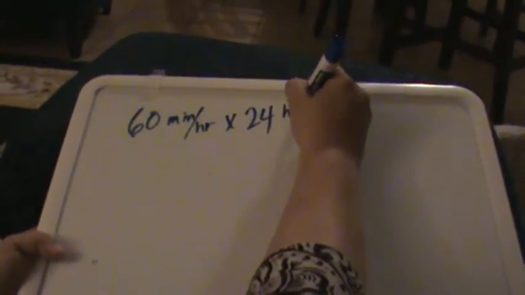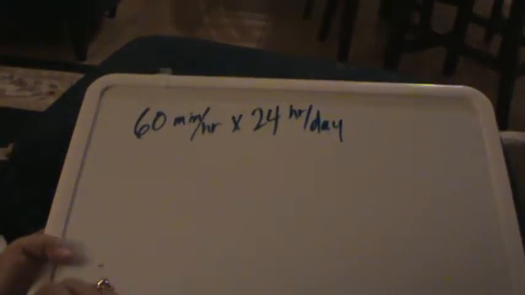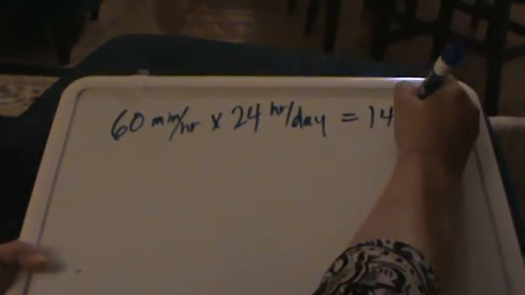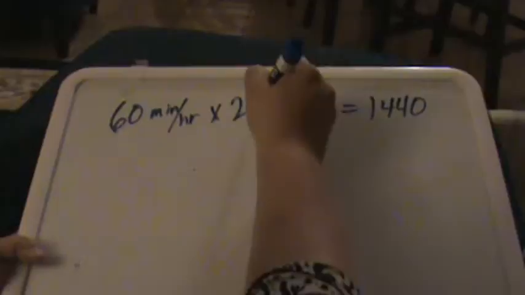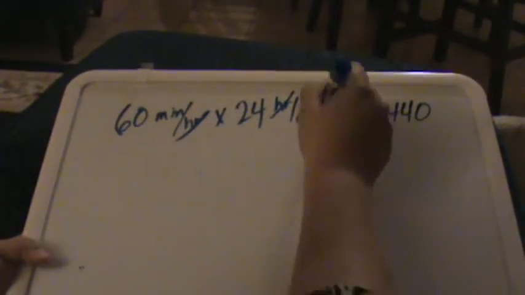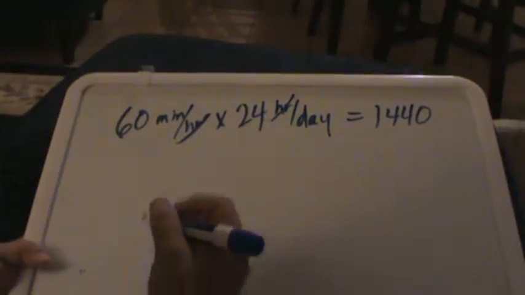Okay, so the first question reads, 1 gallon per minute is how many gallons per day? We know there are 60 minutes per hour, and we know there are 24 hours per day. So if we multiply 60 times 24, we'll get 1,440. So we cancel. That leaves us with how many minutes in a day.